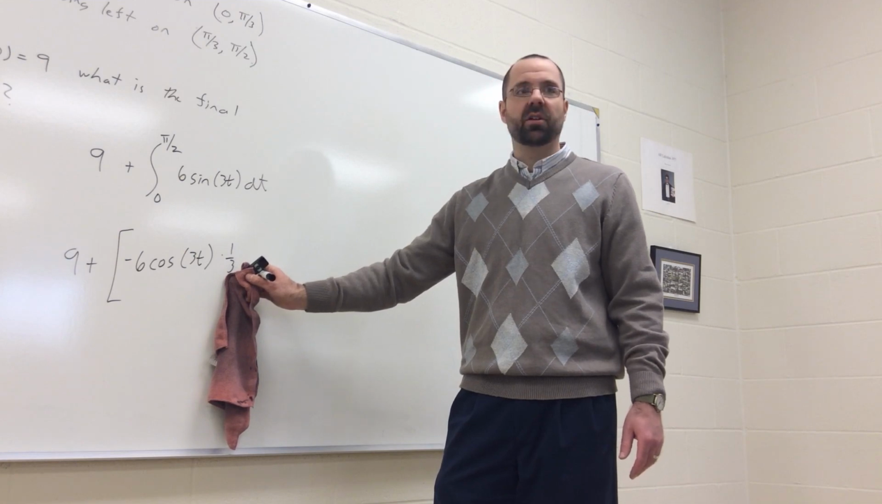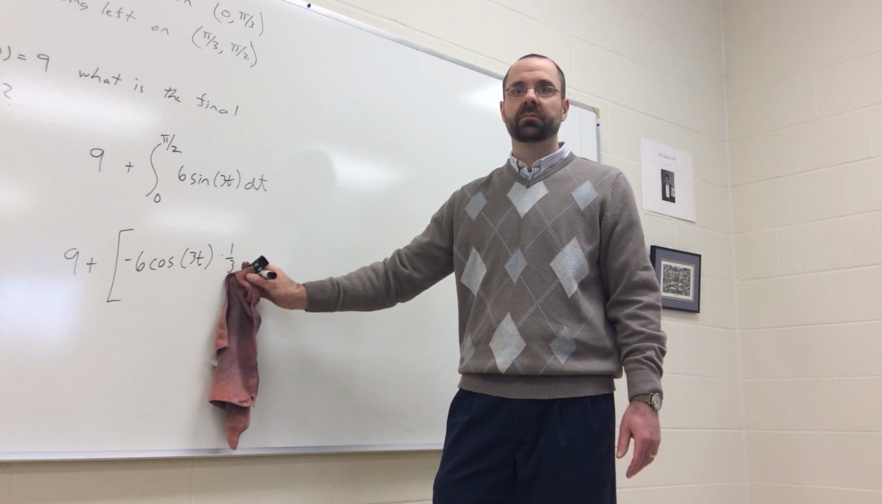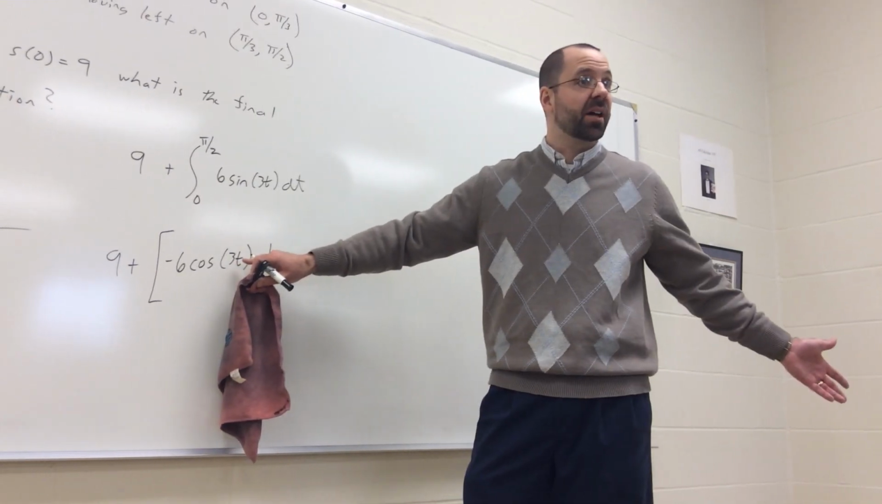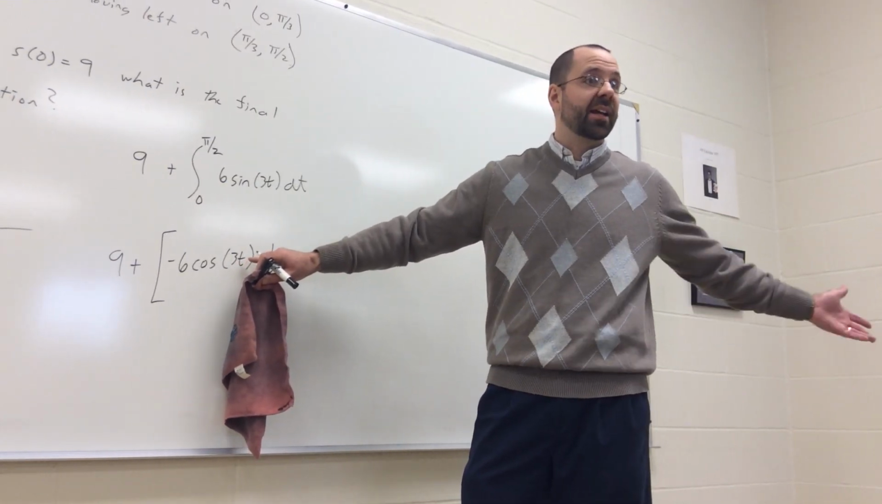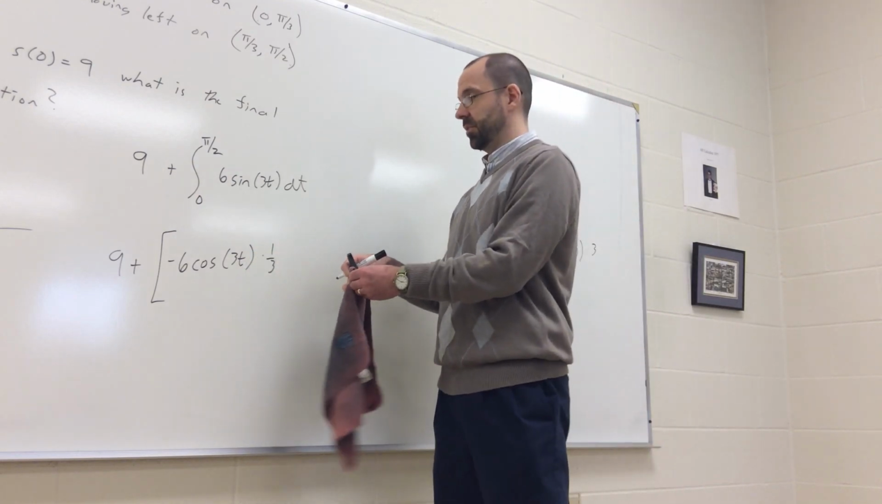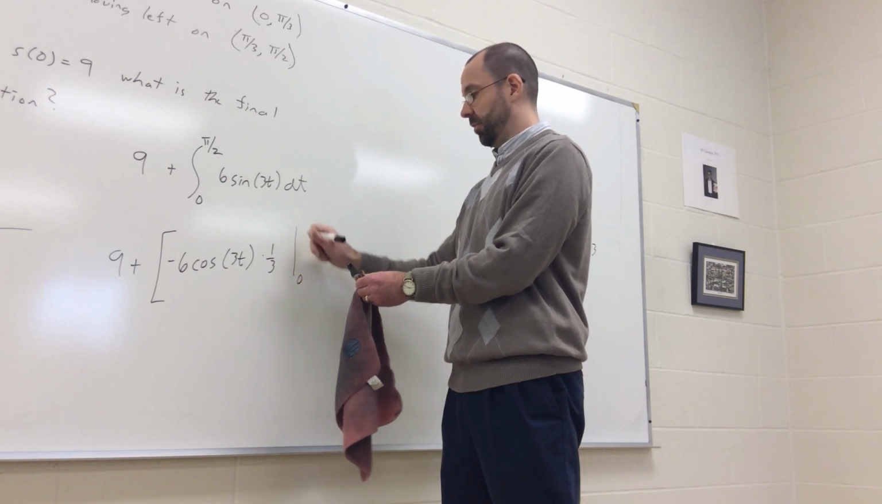So is everybody clear on why this 1/3 is popping up here? It's backwards chain rule, because when I take the derivative of this, an extra 3 pops out. So I can get rid of that extra 3 by multiplying by a third. Okay, so now I need to evaluate that from 0 to pi over 2.